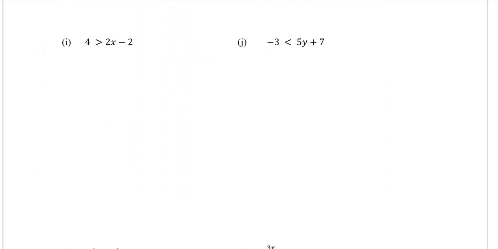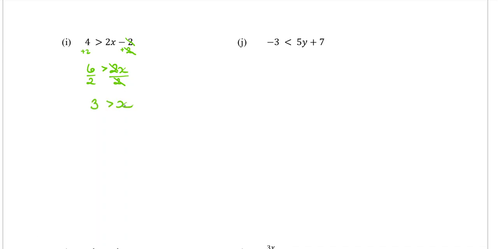Question I. Solving the equation, we're going to be adding 2, because the x is on the other side of the equation this time. 4 plus 2 is 6, is greater than 2x. And then to get rid of the 2, we're going to divide by 2, which means 6 divided by 2 is 3, is greater than x.